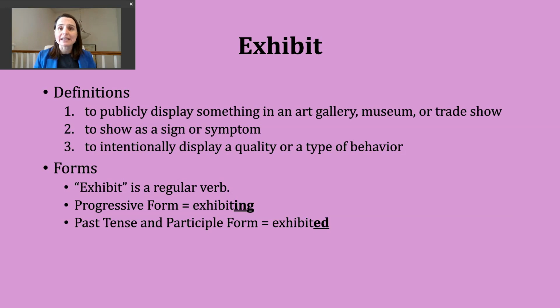Our base verb exhibit ends with an unvoiced T sound. And when we add the ed ending, we're going to add an extra syllable to this verb. We're going to make an id sound as we say this past tense form. It should sound like this: exhibited, exhibited. Okay, I hope you can hear that extra syllable as I say it.